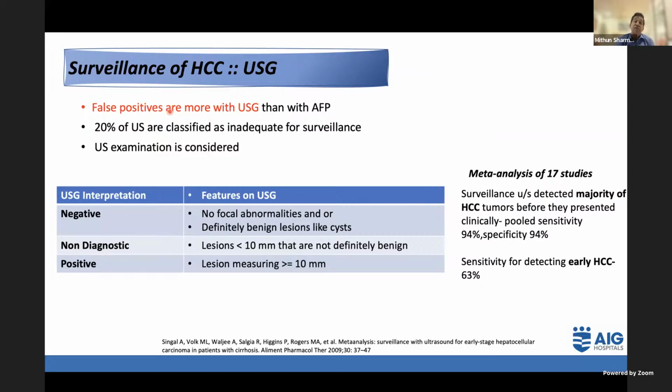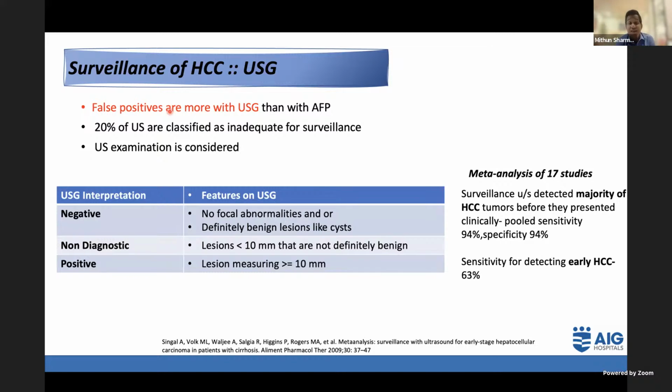So how good is an ultrasound? How good an ultrasound is depends on how good the person sitting behind the machine is. A person without a good interest in liver will possibly miss the majority of the HCCs. This was a very interesting study. We said that 20% of ultrasounds which somebody has done are considered as inadequate for surveillance because they did not do it properly. Surveillance ultrasound definitely has a sensitivity of 94% and a specificity of 94% again for detecting HCC tumors before they are presented clinically.